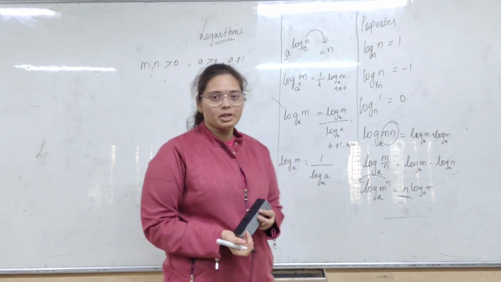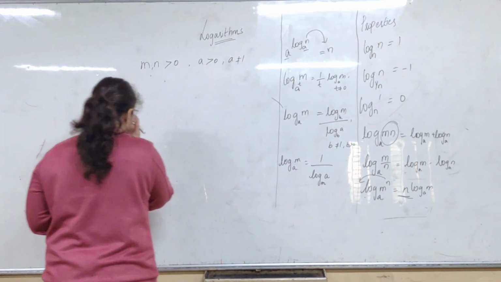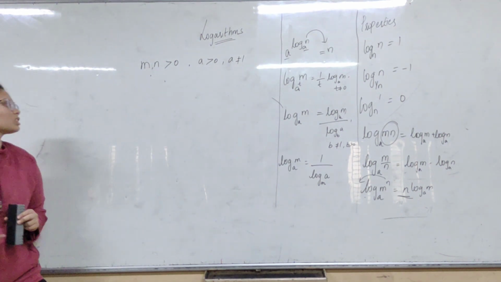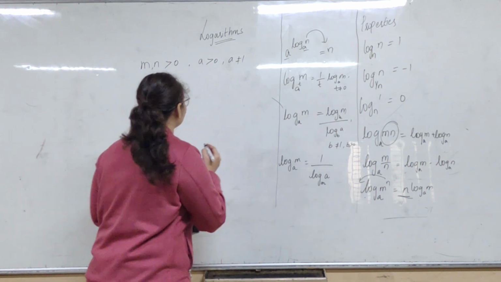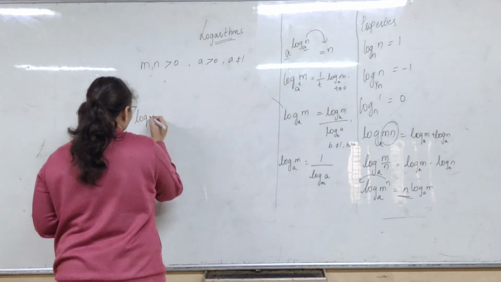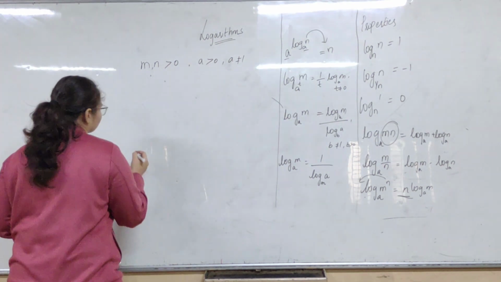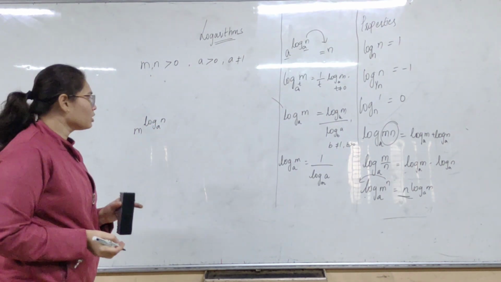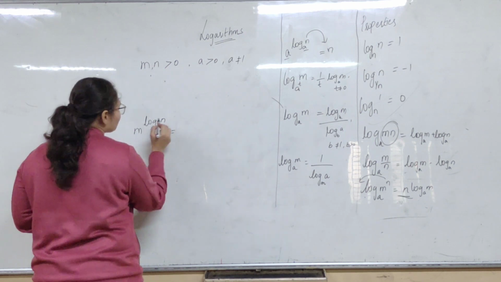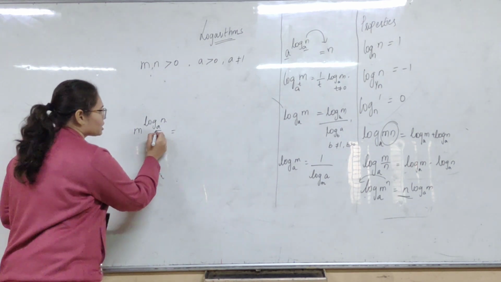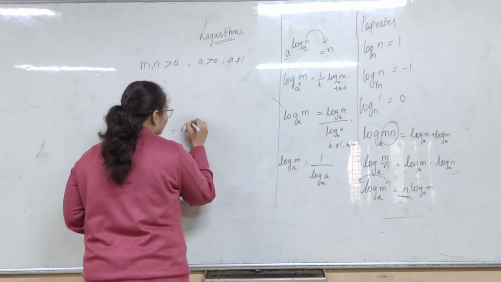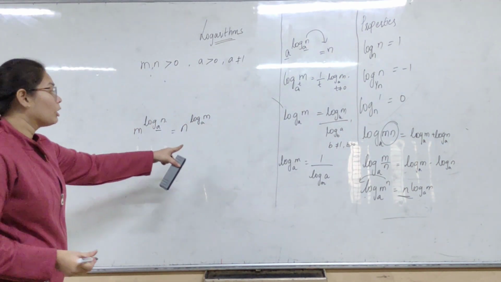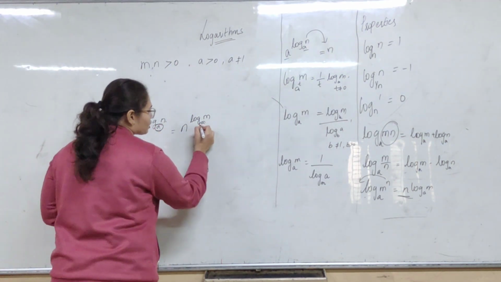Now let's move to the next property. In m log n to the base a, we can replace the m and n, but we should not touch the base. So we can write it as n log m to the base a. We can interchange these, but we should not change the base value.